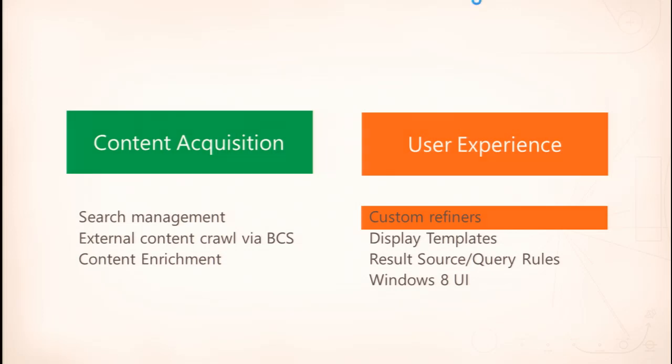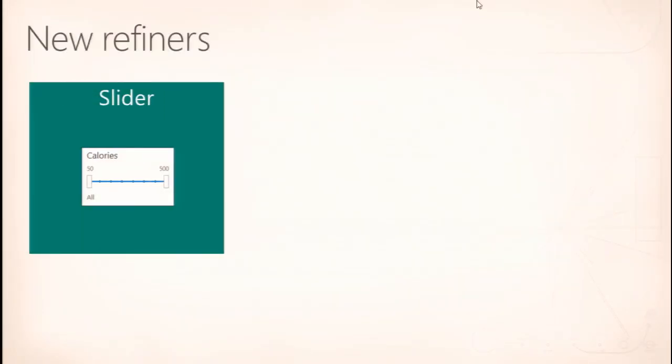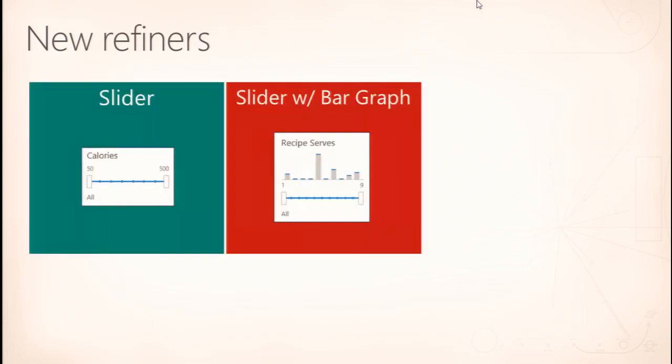So the refiners that we'll be looking at are all out-of-the-box refiners. Very easy to do in SharePoint 2013. In SharePoint 2010 it was actually somewhat cumbersome to do some of these things. You had to maybe download a Codeplex web part or get a partner one or create your own. These are the three out-of-the-box that we'll be looking at. A slider refiner, a slider with bar graph, and multi-value.